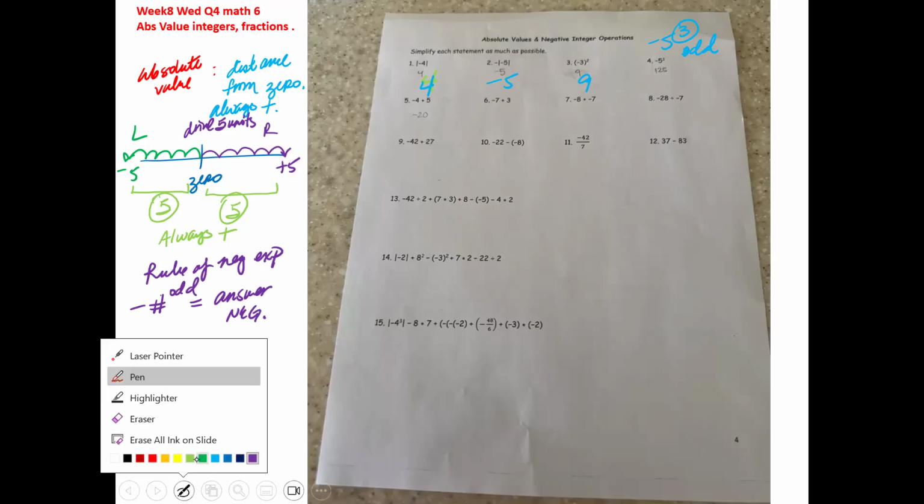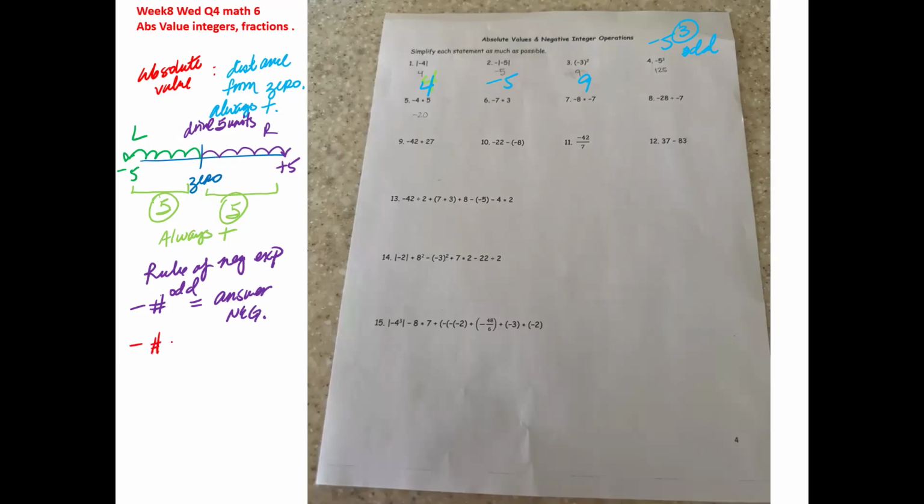Negative exponents. If it's a negative number to an odd power, your answer is always what? Negative. If it is a negative number and it's an even power, the answer is always positive. So should it be a positive 125 or a negative 125? Yeah. Okay.